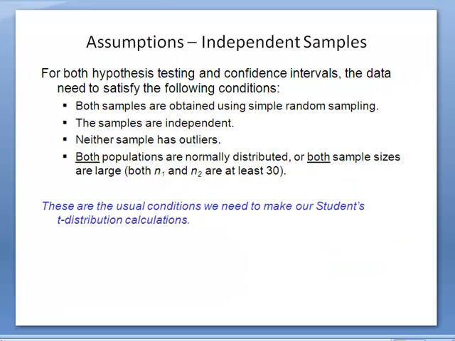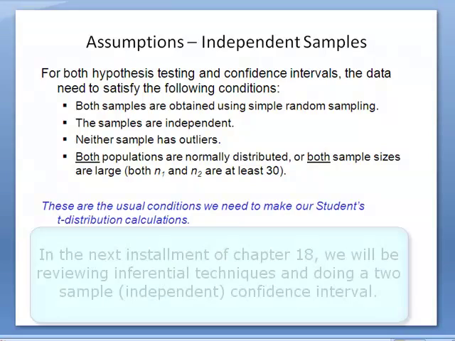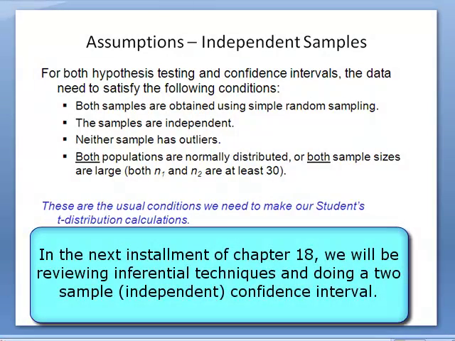And these are the assumptions that need to be met in order to make a confidence interval using the technique that we just looked at. Both samples are obtained using simple random samples. The samples are independent. Neither sample has an outlier, and both populations are normally distributed, or both sample sizes are large. That is, n1 and n2 are at least 30. These are the usual conditions we need to make our student t-distribution calculations.